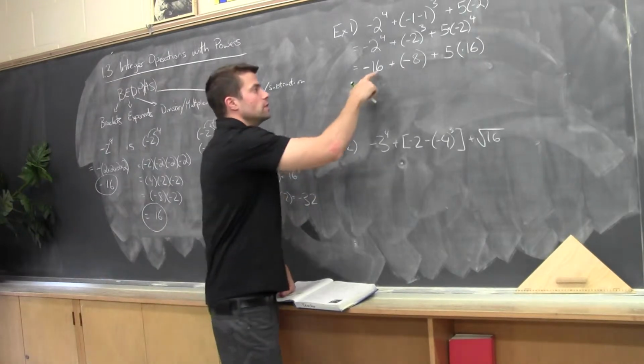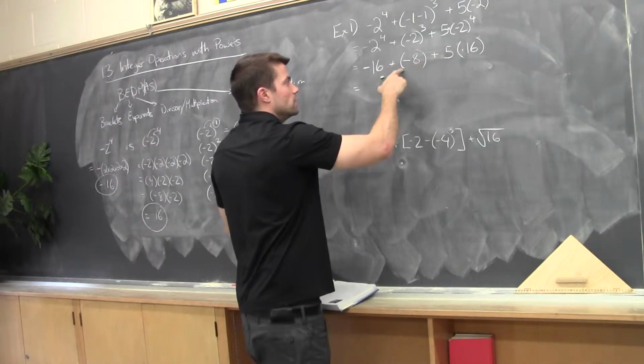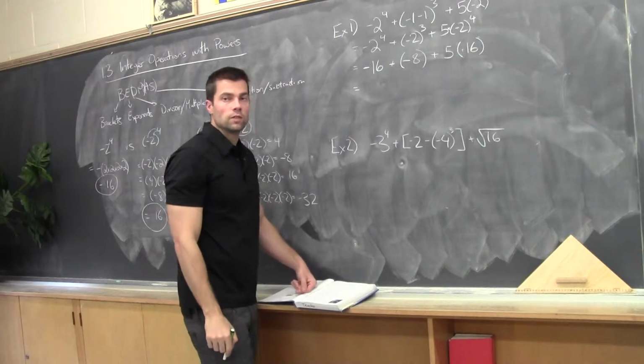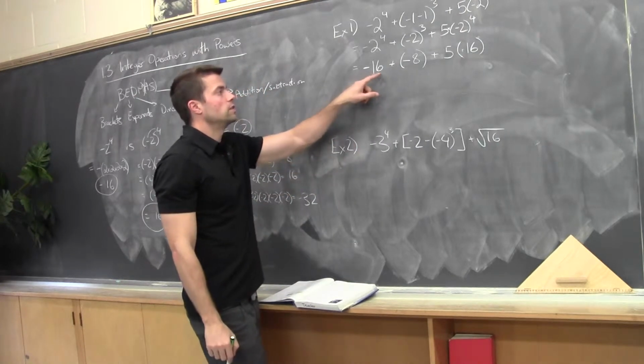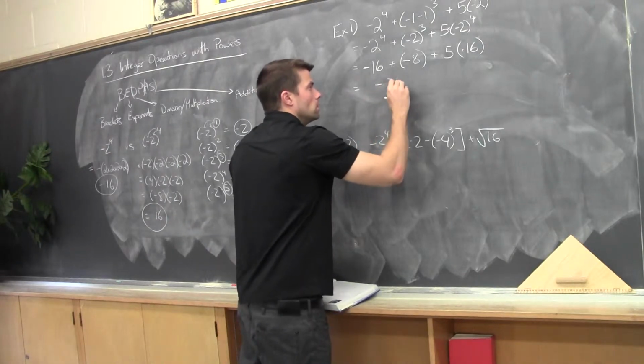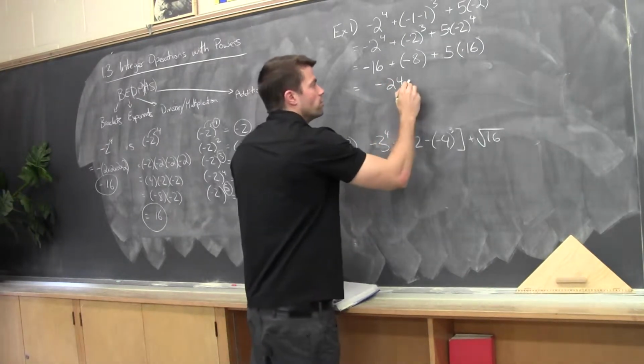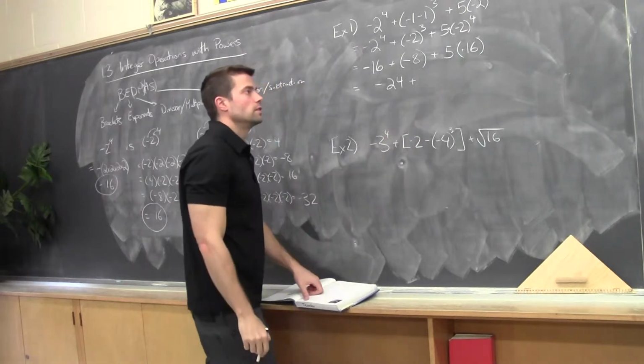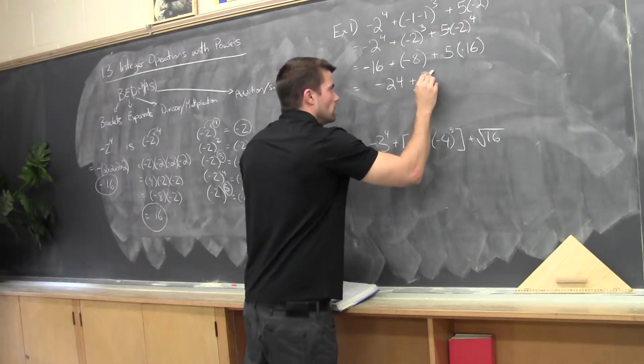Now we have negative 16 plus negative 8. It's the same as minus 8. We're taking away 8. So negative 16 minus 8 would be negative 24. And then we have plus 5 times 16 is going to be positive 80.